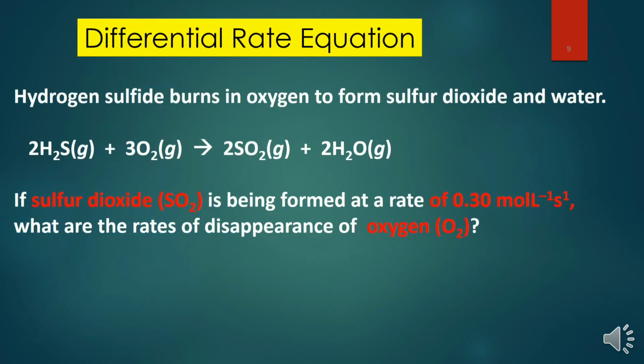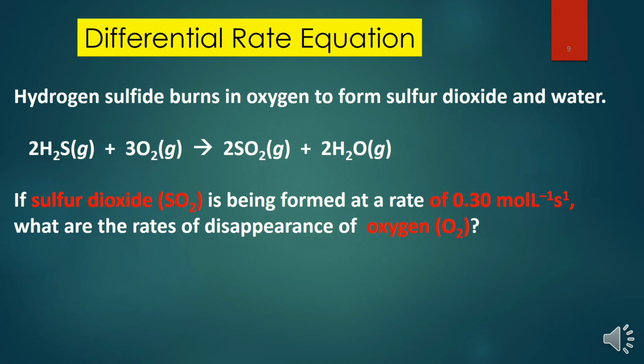Next we're going to see calculations involving the differential rate equation. Based on the question, hydrogen sulfide burns in oxygen to form sulfur dioxide and water, and a balanced equation is given. The question says, if sulfur dioxide is formed at a rate of 0.3 mole per liter per second, what is the rate of disappearance of oxygen gas?